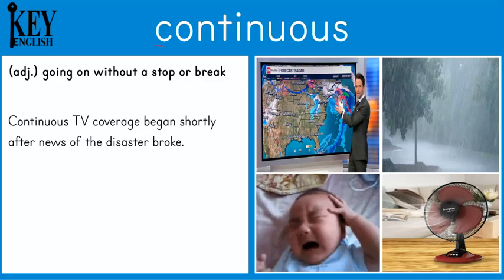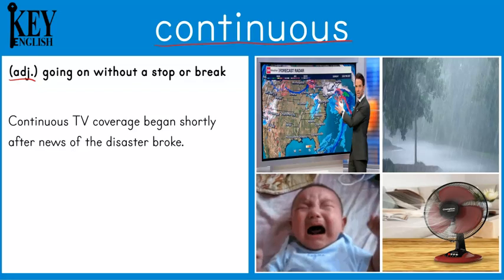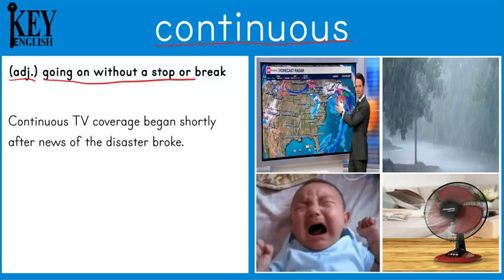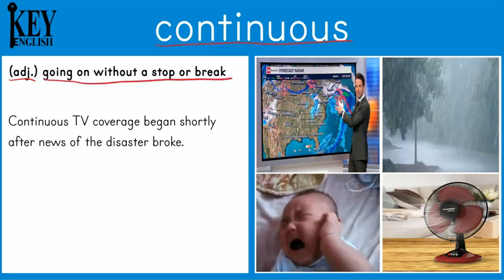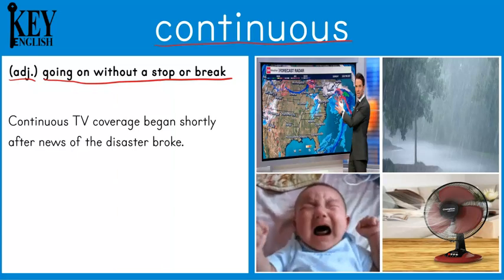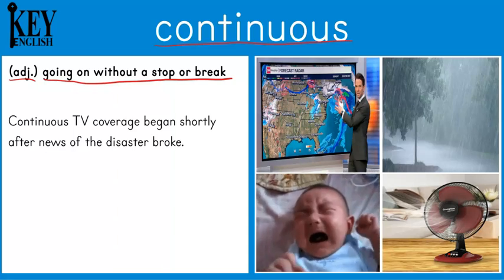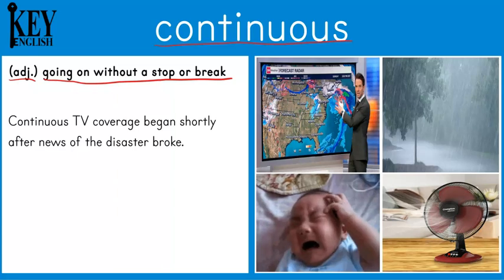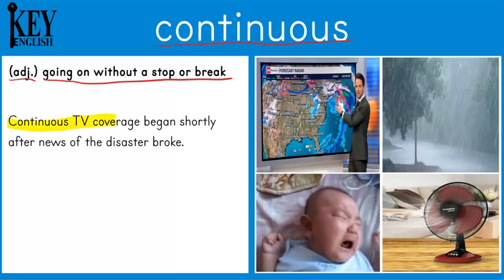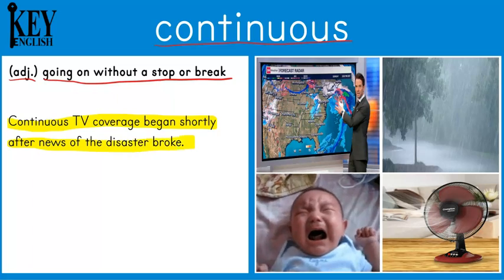Our next word is continuous. Continuous is an adjective and it means going on without a stop or break. So when something is continuous, it just keeps going without stopping. There are no breaks, pauses, or rests in between. The example sentence says, continuous TV coverage began shortly after news of the disaster broke.